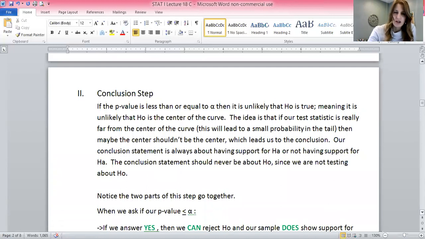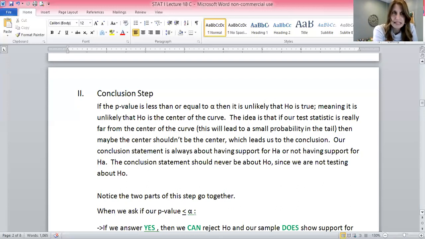Okay. So if the p-value is less than or equal to alpha, okay, so if it's further in the tails than alpha, meaning it's smaller than alpha, then it's unlikely that our null hypothesis is true. Meaning it's unlikely that the null hypothesis is the center of the curve, okay? So the idea here is that if the test statistic that we calculated from our sample is really far from the center, then our probability will be small because it's far from the center.